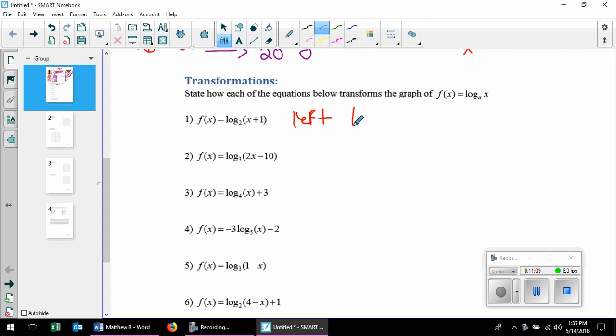Okay, this is a trick question, and you guys fall for it every time. You've got to factor it. Once you've factored it, now you can talk transformations. You cannot talk transformations here. You'd get half of it wrong.